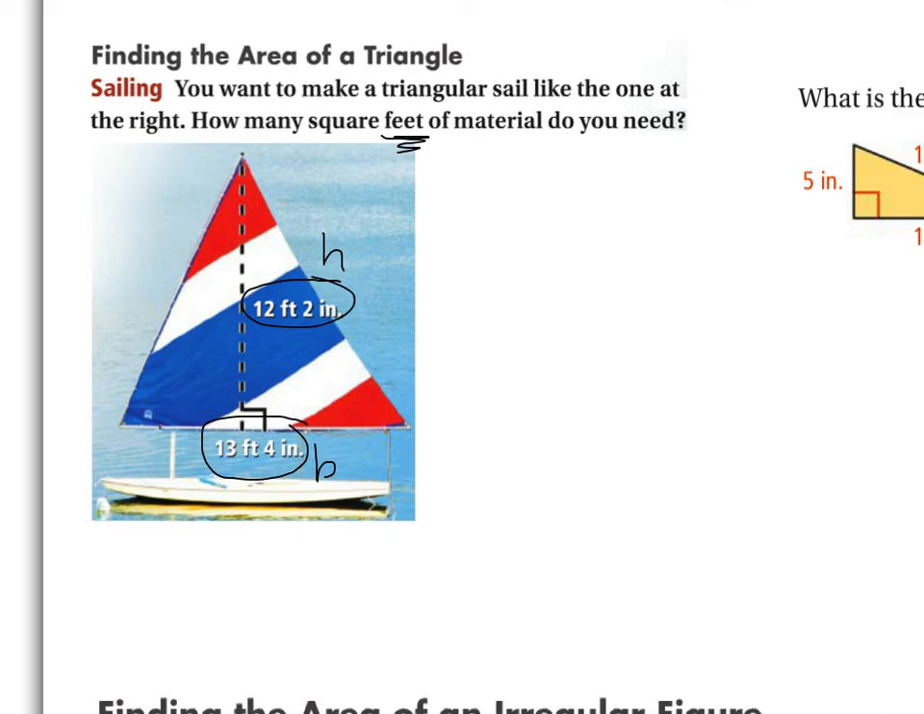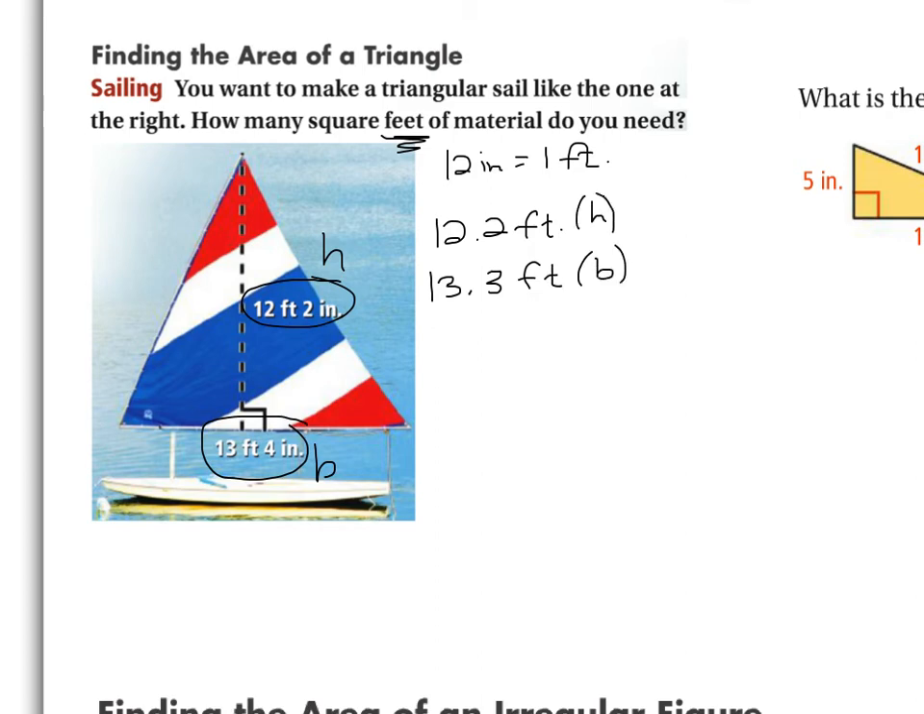I know that there are 12 inches in 1 foot. So if there's 2 inches left over, if I take 2 divided by 12, I get 1/6, which if I take 1 divided by 6 and I round that, you get 0.2. So this is really 12.2 feet. 13.4, again, 4 inches out of 12, that's 1 divided by 3, or in this case, 13.3 feet. That's the base, that's the height.